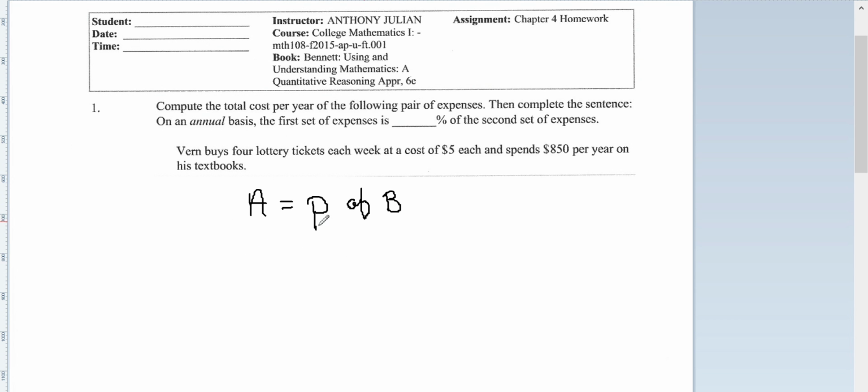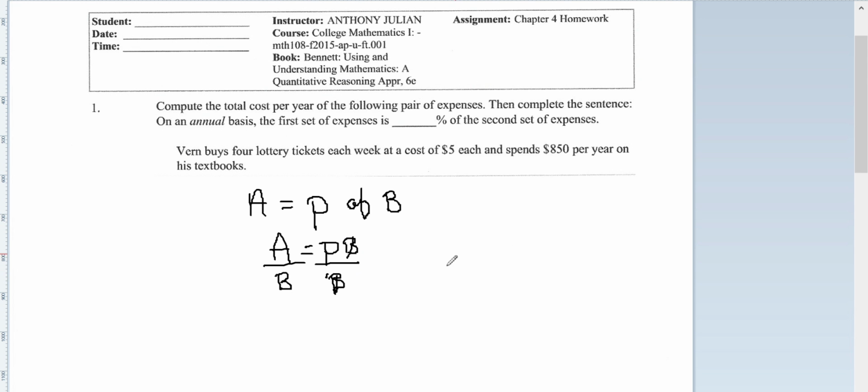Okay, so here's a setup: P times B would equal A. Then we can solve for P by dividing both sides by B. The B's cancel out, and you've got P equals A over B.